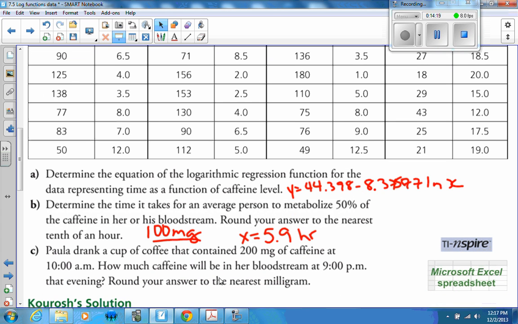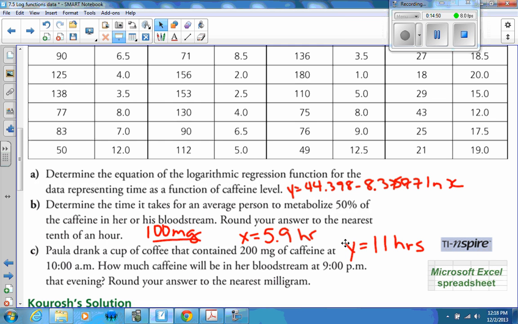Okay, and then C is Paula drank a cup of coffee that contained 200 milligrams of caffeine at 10 a.m. How much caffeine will be in her bloodstream at 9 p.m. that evening? Round your answer to the nearest milligrams. So we have to figure out the time difference there, right? So what's the time difference between 10 a.m. and 9 p.m.? So 10, 11, 12, 1, 2, 3, 4, 5, 6, 7, 8, 9 gives you 11 hours.